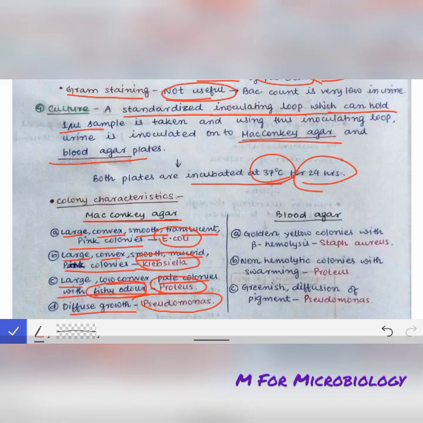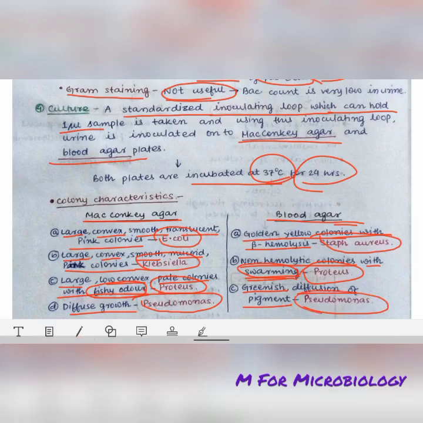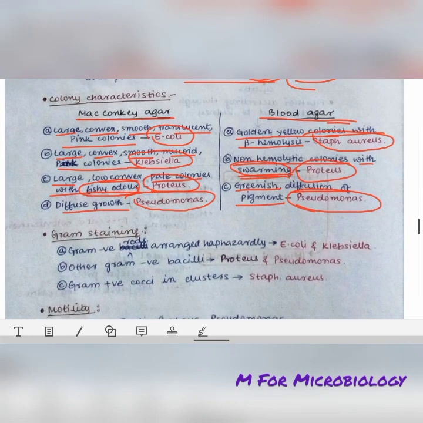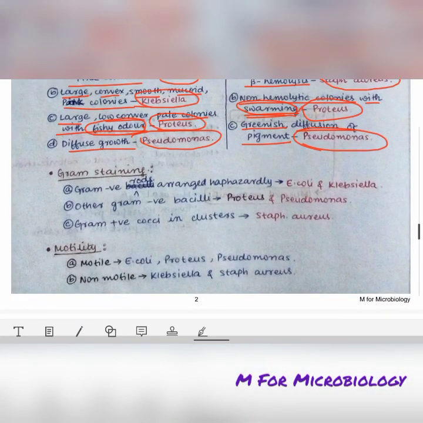Now coming to the growth on the blood agar. On the blood agar, if the colonies are golden yellow with beta hemolysis, then probably the bacteria is Staph aureus. If there are non-hemolytic colonies with swarming, then probably the bacteria is Proteus. And if there is greenish diffusion of pigments throughout the blood agar media, then the bacteria may be Pseudomonas. So by these colony characteristics we can predict to a certain extent about the bacteria beforehand.